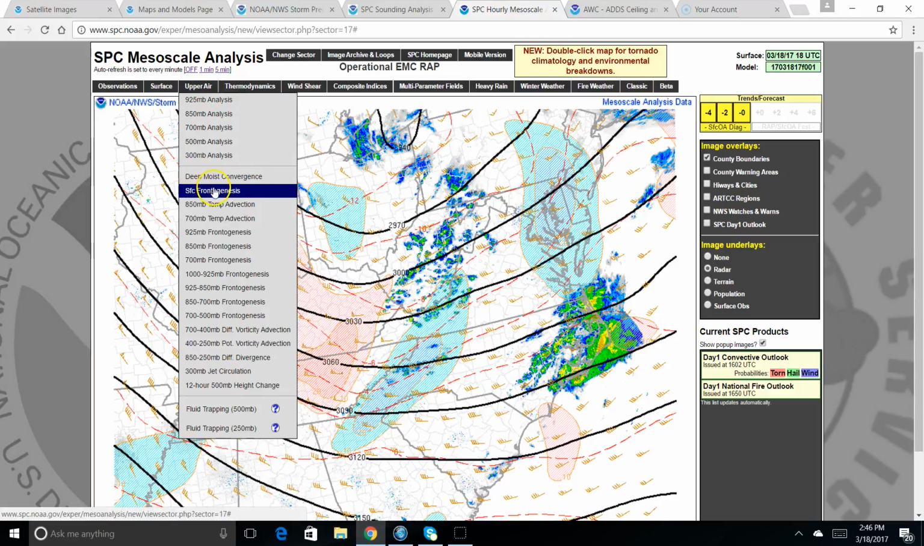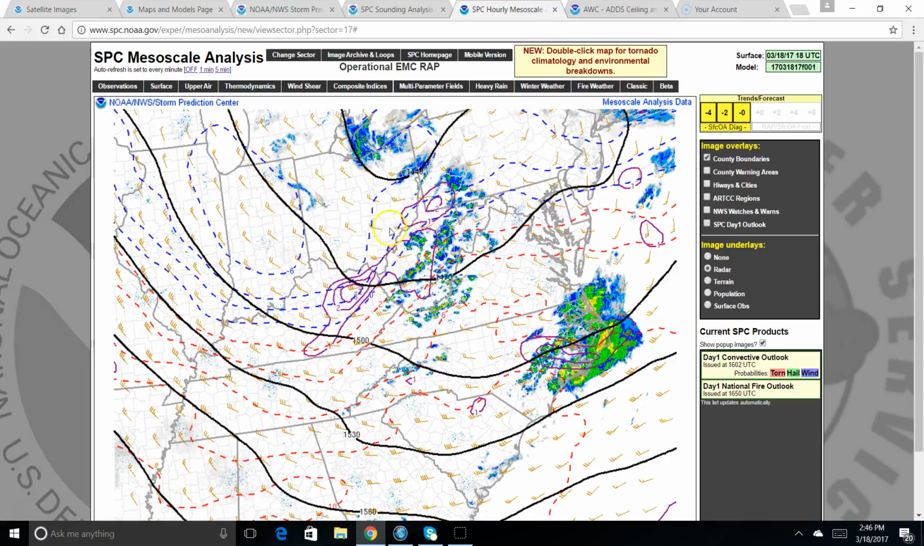And sometimes it's nice to look at what they call frontogenesis. Frontogenesis just means there's a front trying to form there. Doesn't mean it's formed yet. But let's take a look at around 850 millibar frontogenesis. And we have a front literally forming at 850 millibars. So if you were to say, oh, we had that cold front that looked like it was out a little bit ahead of that, well, there's a front aloft right behind that as well coming in.